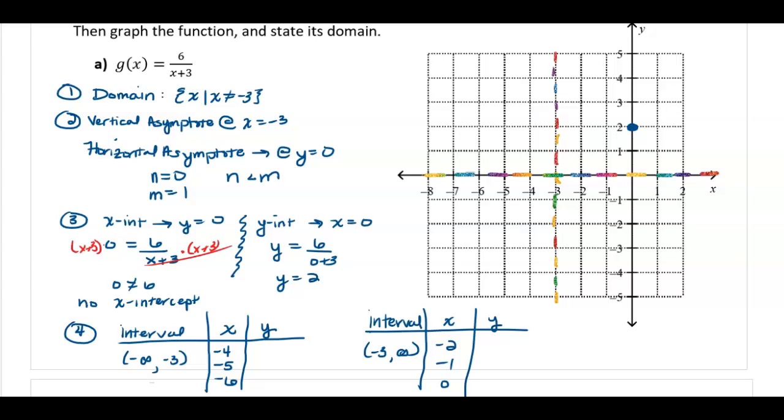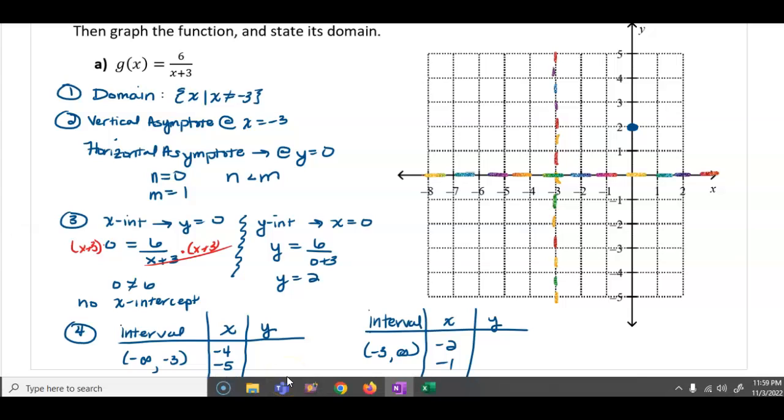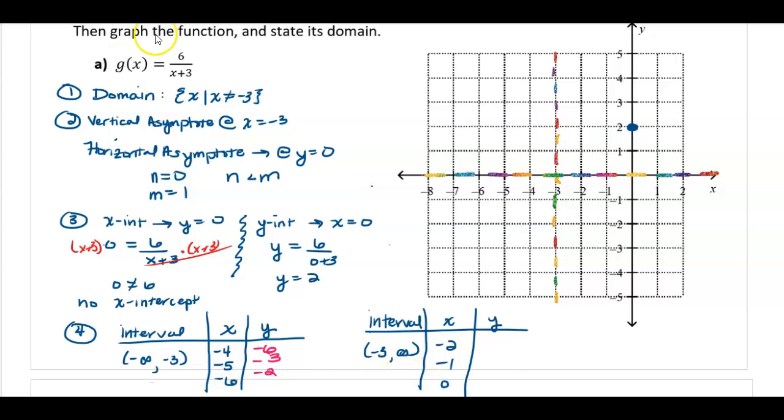All right, now if I were to substitute that into my function with a calculator, if I substitute -4 in, I get -6. If I substitute -5 in, I get -3. If I substitute -6 in, I get -2. Same on the other side. If I do -2, I get +6. If I get -1, I get +3, and then I get 0, 2. So what we just did is add 6 points that we can plot onto our graph.